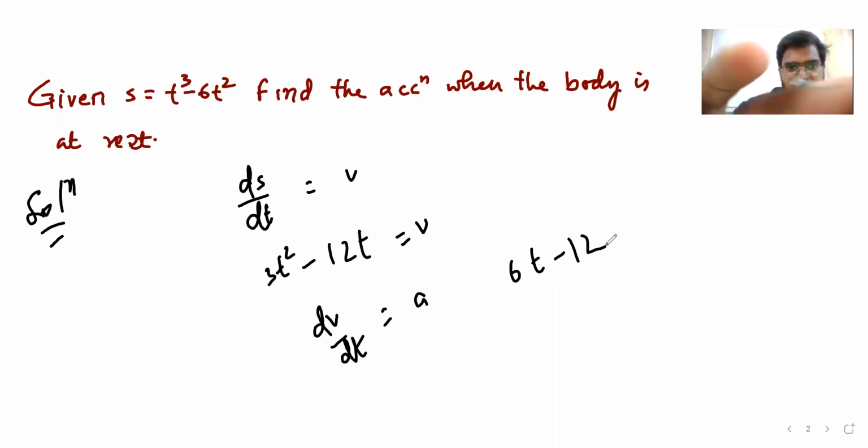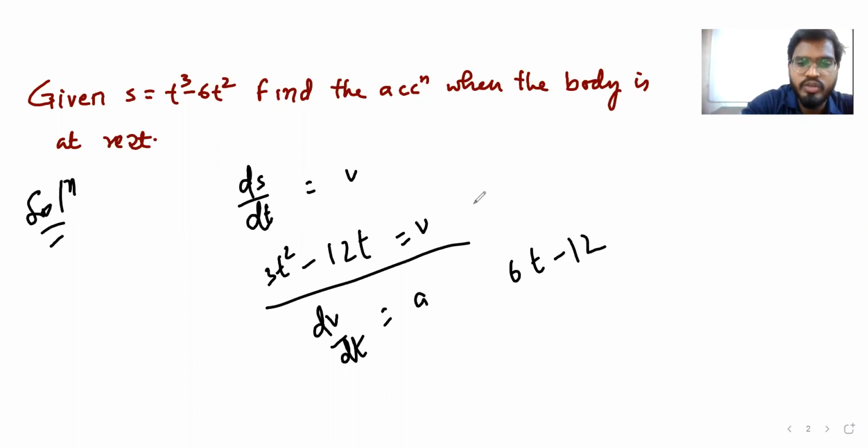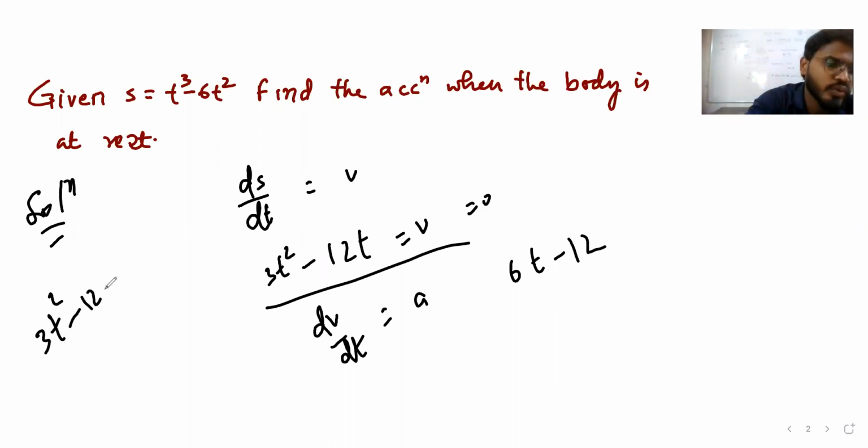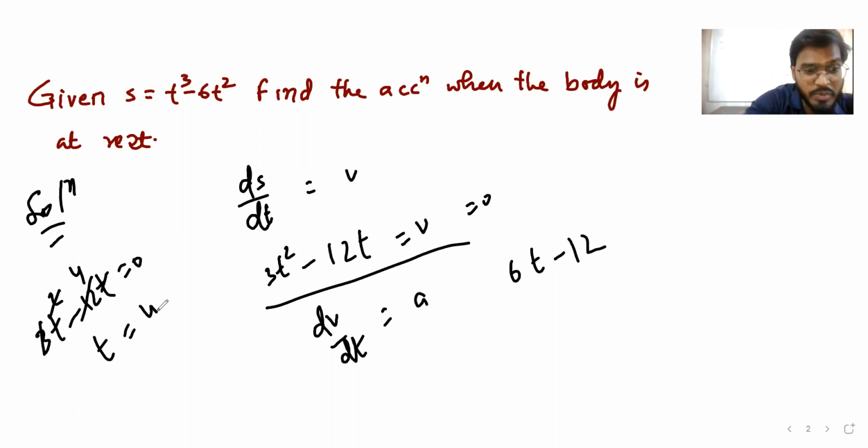They are saying the object is at rest. If the object is at rest, then v is equal to 0. So 3t square minus 12t is equal to 0. If we take common, then 4 comes and t square and t get cancelled out, so t is equal to plus minus 4, you will get.